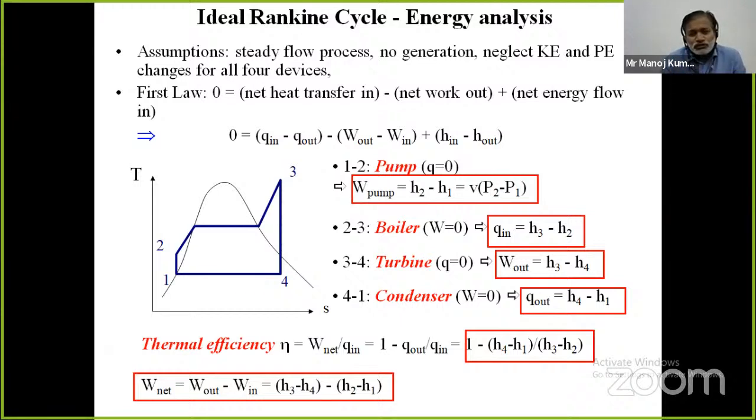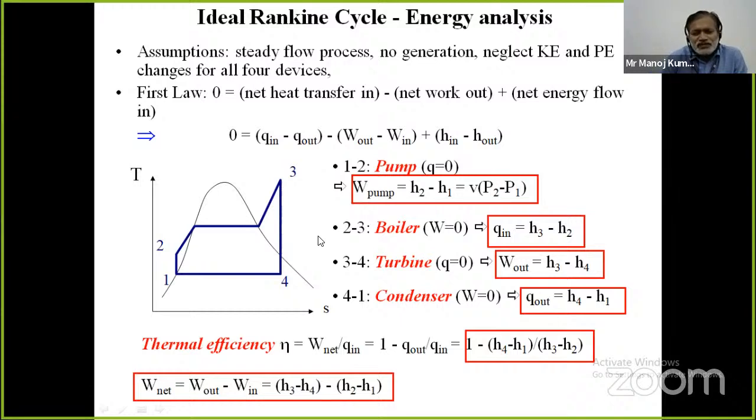Just by applying the steady flow energy equation for the boiler, you will find the heat input in the boiler will be equal to the change in enthalpy of the water, meaning enthalpy of steam minus enthalpy of water, H3 minus H2, for per kg of fuel. But once again, for the turbine, let us apply the steady flow energy equation for process 3-4.